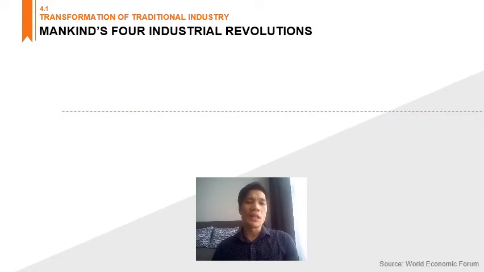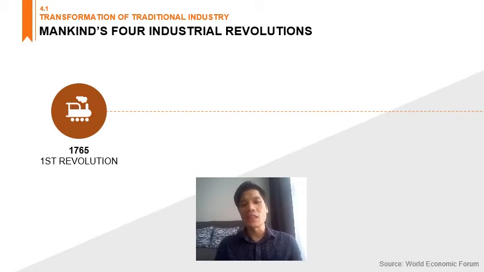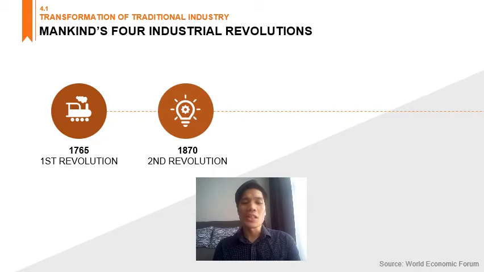So let's begin by looking at the 4 industrial revolutions that have hit our world in the last 100 years. Starting off from 1765, there was the first revolution, characterized by steam pressure technology, paving the way for advances in mechanical production and automotives. In the second revolution in 1870, we had the characterization of electricity, when it was introduced into the world, and the establishment of mass production and the division of labor.